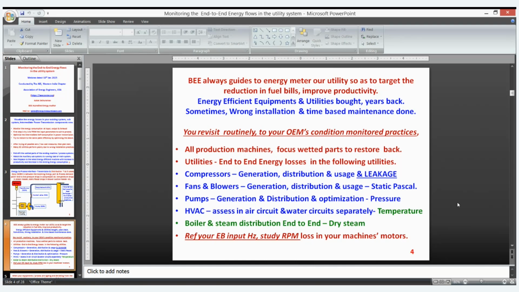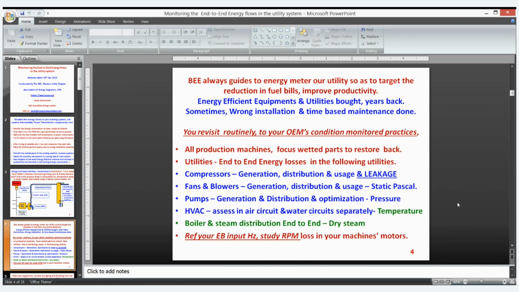Let us try to revisit the OEM's condition monitored practices. Get in touch with your OEM, and find out what condition monitored practices can be applied to the equipments in your industry. On all the production machines, focus on the wetted parts, to restore them by maintenance overhaul or by replacement, and see how to improve the productivity for the same energy consumption.